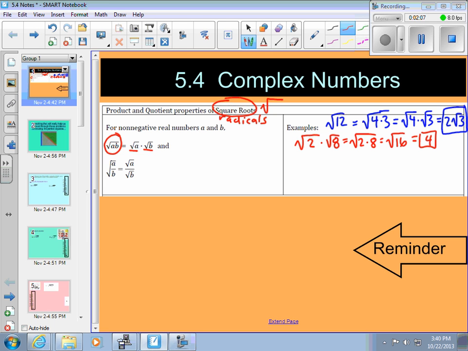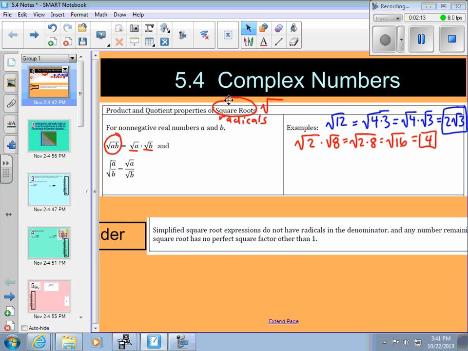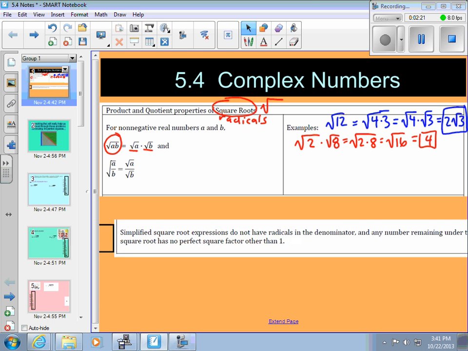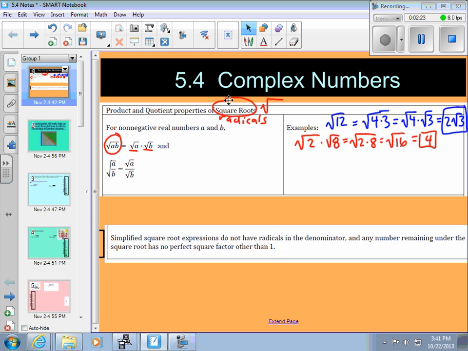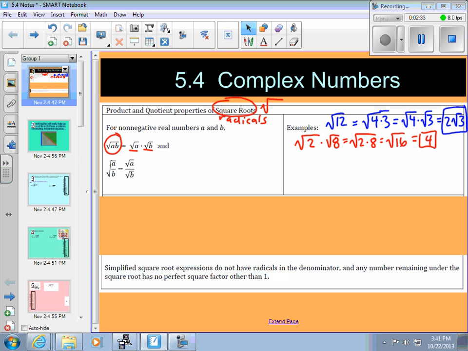All right. Now, when you're doing radicals or roots, square roots, whenever you simplify a square root expression, do not have radicals or square roots in the denominator, and any number remaining under the square root has no perfect square other than 1. So what this is saying, anytime we're doing fractions, you don't want to leave any type of square root or radical sign in the denominator.